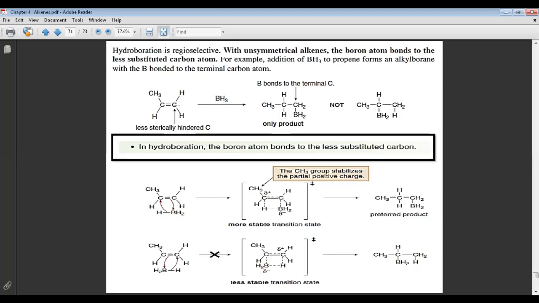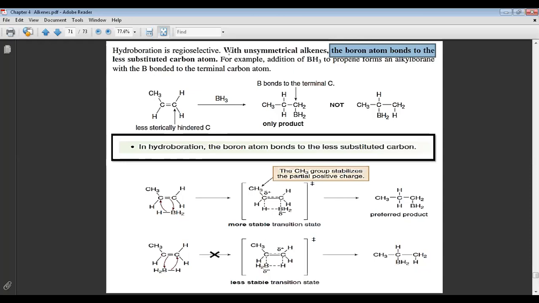In the Markovnikov rule, if you remember, the hydrogen bonds to the less substituted carbon, the carbon with more hydrogens. Here it is exactly reversed. The hydrogen will bond with the more substituted carbon, or the carbon with fewer hydrogens, and the BH2 will bond to the less substituted carbon, this one. Remember, this is so important, students: the boron atom bonds to the less substituted carbon atom, the reverse of the Markovnikov rule.